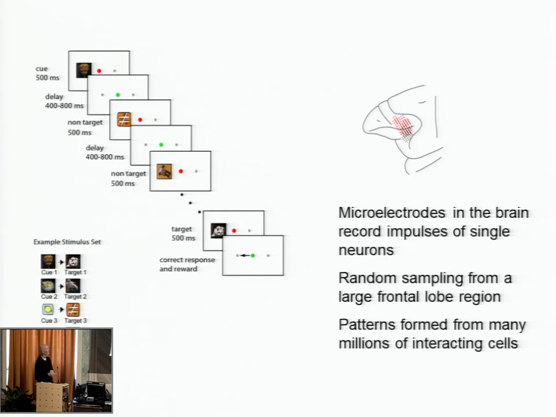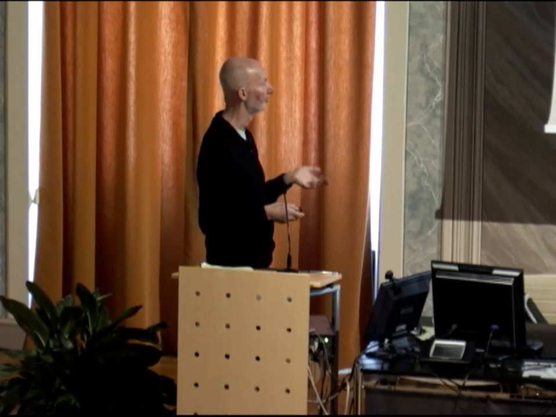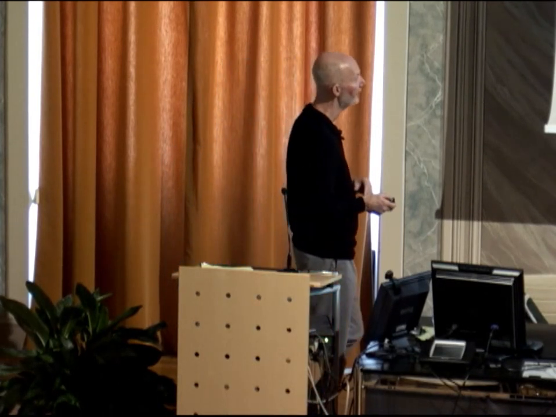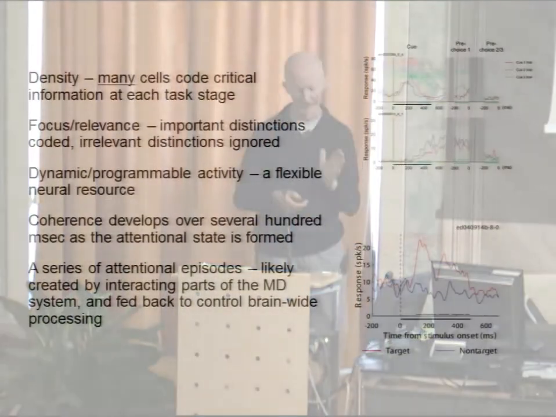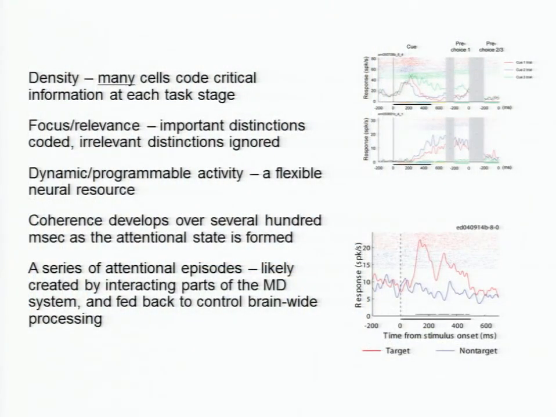And now we're again going to be asking whether patterns discriminate different cognitive events, such as the two cues or a target from a non-target. But now these patterns are defined across populations of recorded single cells, whereas before it was across voxels, each voxel consisting of 1 to 2 million cells. And from experiments of this sort, I'm just going to give a verbal summary of what I think is the big picture of the results.